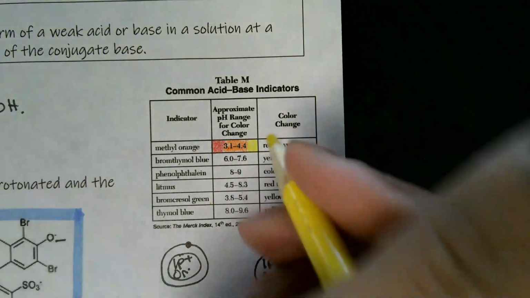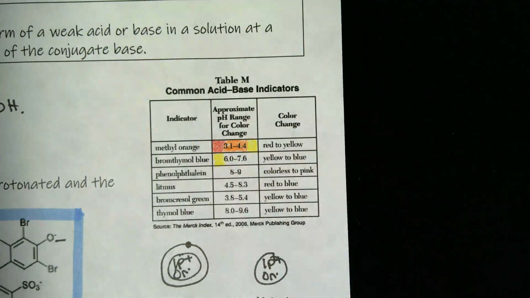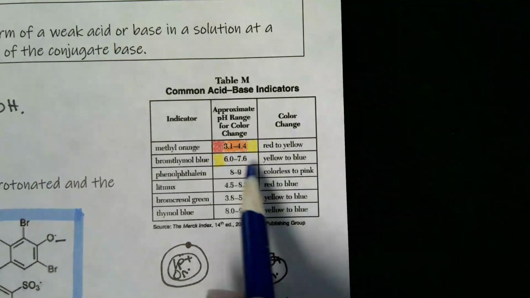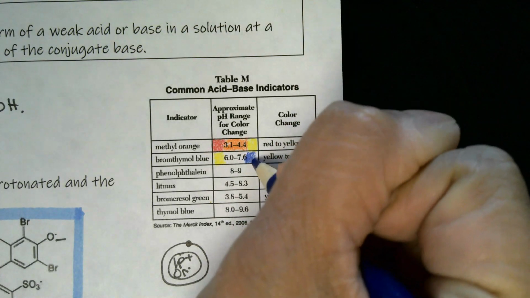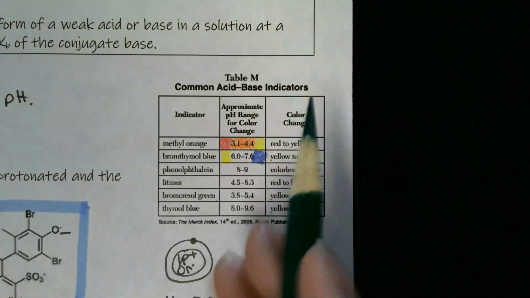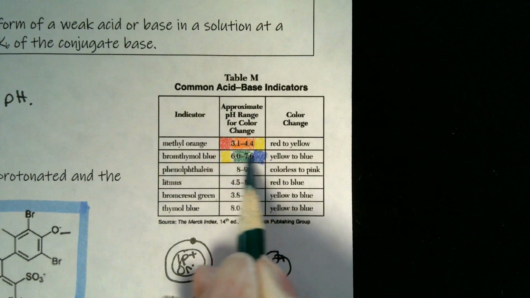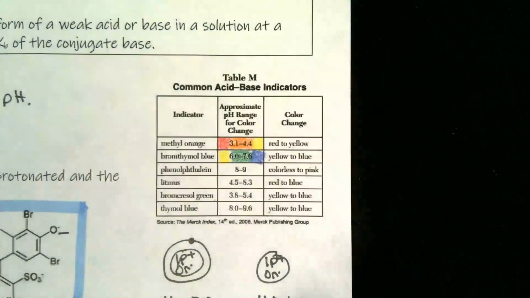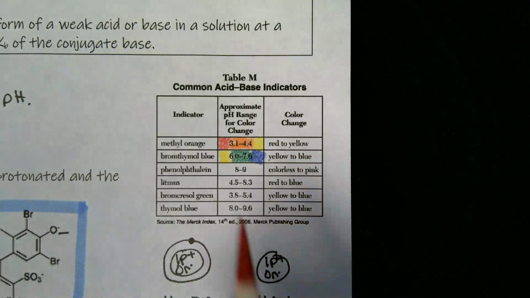Bromothymol blue, below 6.0 is yellow. Above 7.6 is blue. And our in-between color is green. And it's a gradual color change. I just am not showing that gradual color change with these colored pencils.